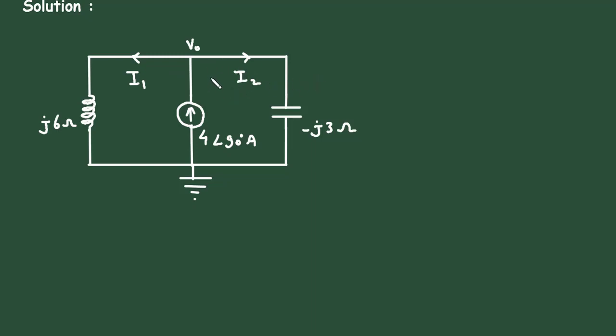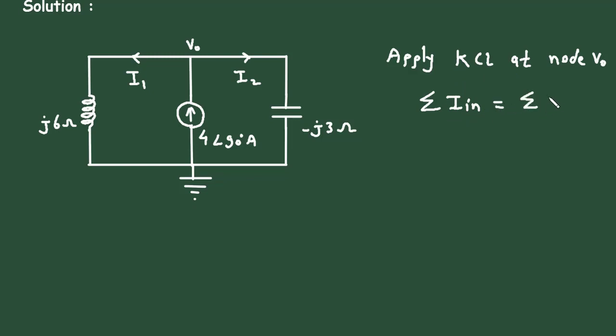Now what we will do, in case of nodal analysis, we use KCL. So apply KCL at node VO. So here at this node VO, we have to apply Kirchhoff's current law. According to Kirchhoff's current law, summation of all the currents entering a node is equal to summation of all the currents leaving the node. Now here at this node, the entering current is 4 at an angle 90 degree is equal to leaving currents are I1 and I2. So I1 plus I2.